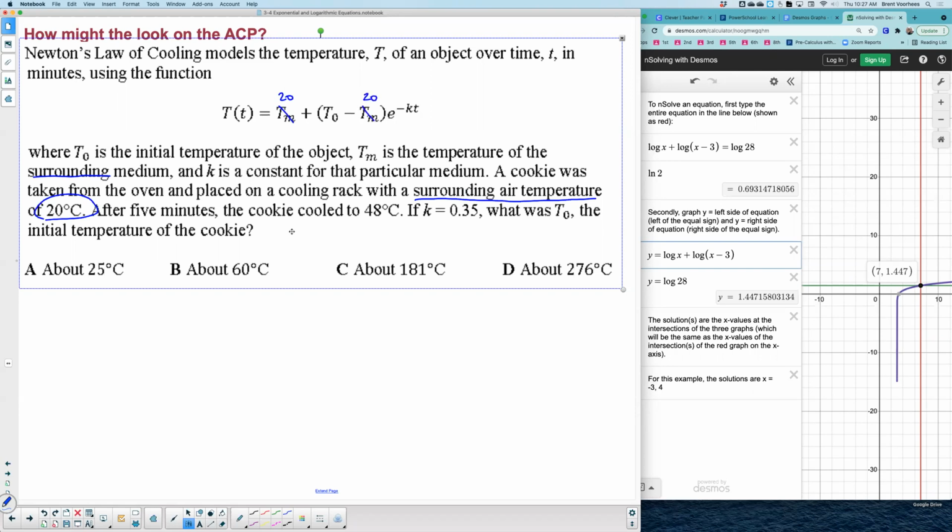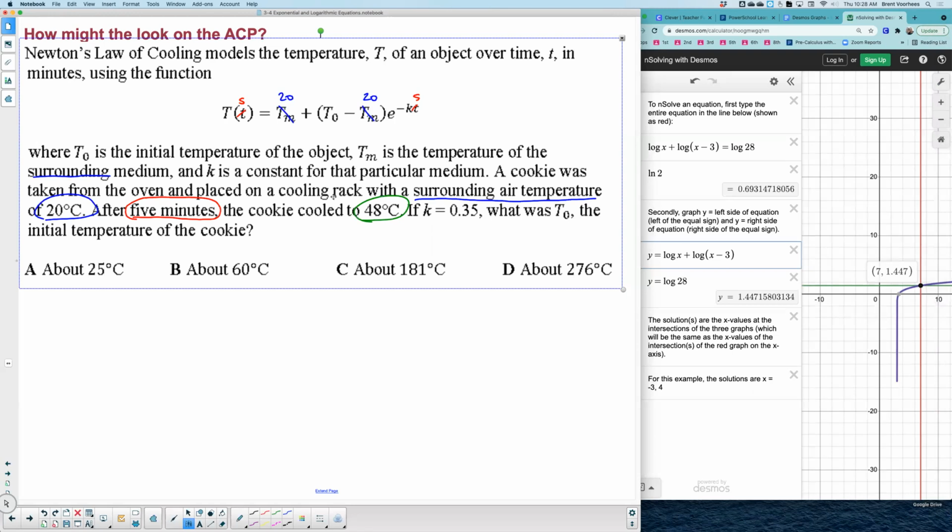It says after 5 minutes. What's that telling us? Time. Time's the little t. So little t is 5. So T of t, that's going to be temperature at 5 minutes, and this t is a 5. The cookie cooled to 48 degrees. So that 48 degrees, what temperature is that?